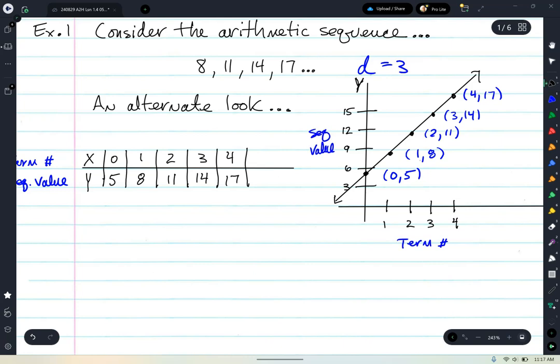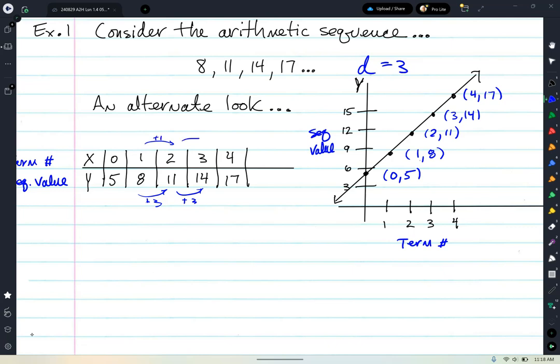So you guys told me the common difference was 3, right? Like we were doing this notation before, right? Okay, so the sequence value was going up by 3. What was happening to the term number at the same time? Increasing. So this was increasing by 1.